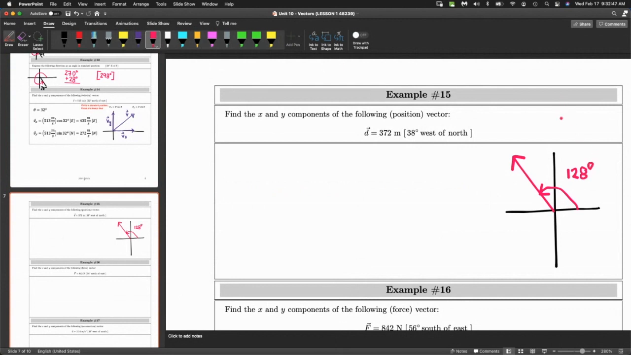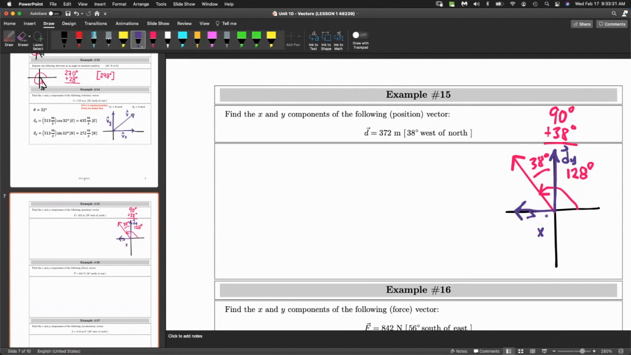And just for emphasis here, that is because it's 90 plus 38. And this little thing in here is 38. That little angle there is 38. In terms of the components of the vector, I'll draw them in purple. There's a vector going up, which represents this position in the y direction. And there's a vector going to the left, which is the position in the x direction.